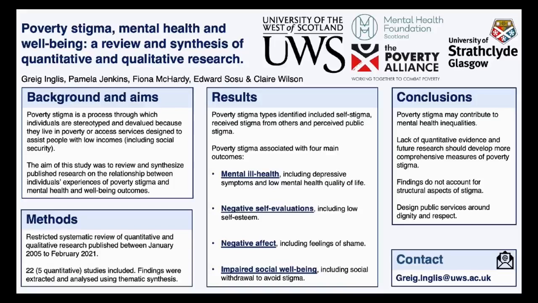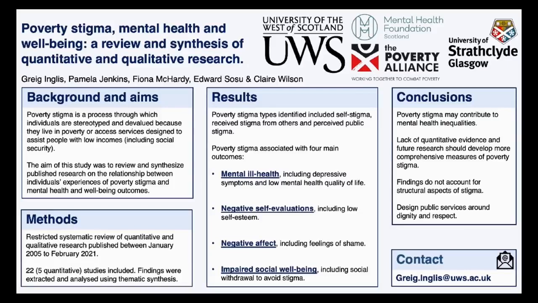The first is that poverty stigma is very complex, and the studies that we reviewed covered several different types of stigma, including self-stigma, received stigma from others, and perceived public stigma. The second main finding was that these experiences of stigma appear to be associated with 4 broad mental health and well-being outcomes.